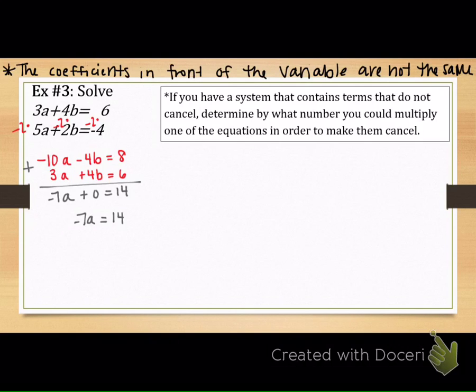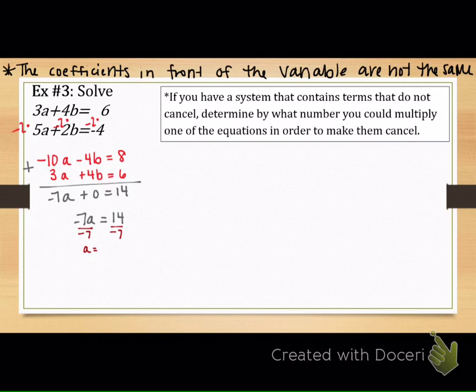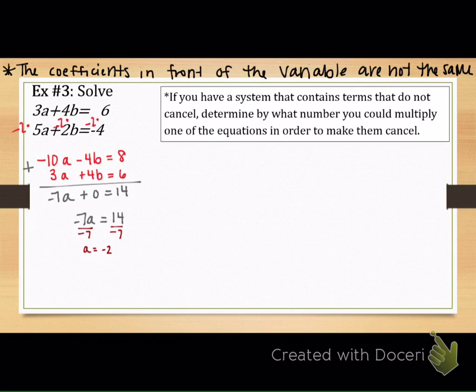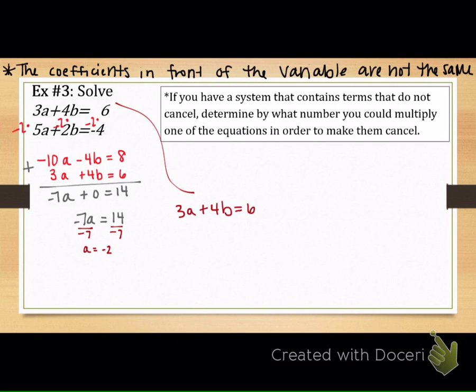Okay, Jacqueline, how would I solve for a? Not yet. There you go. So a equals -2. So Madison, then what? So I plug a in there to get b.